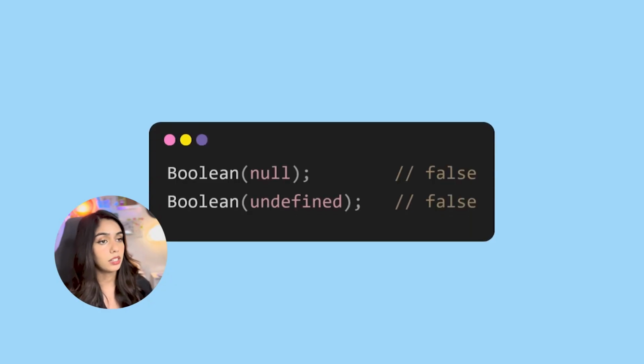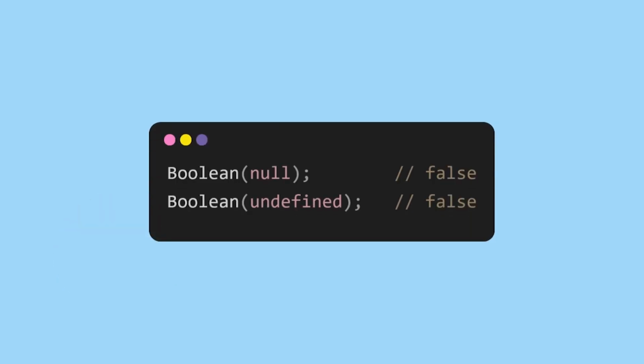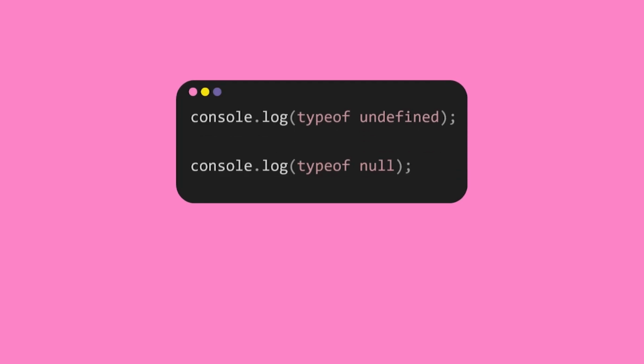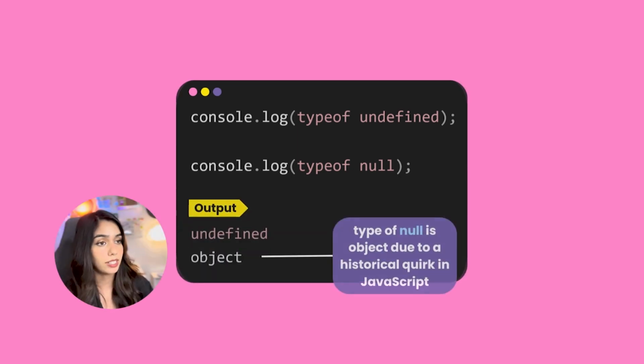Both null and undefined are falsy values. This means that they evaluate to false when converted to a boolean. Both null and undefined are primitive data types, but both of them are of different types. The type of undefined is undefined, but the type of null is object due to a historical mistake in JavaScript.